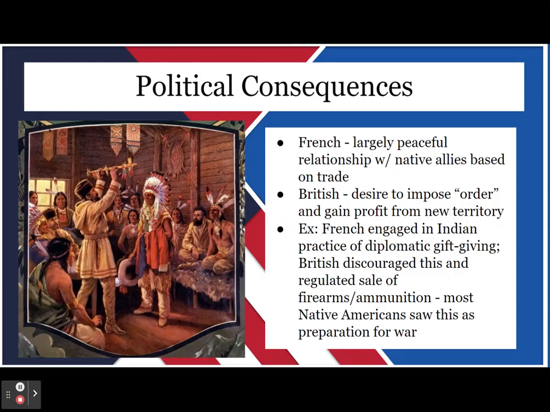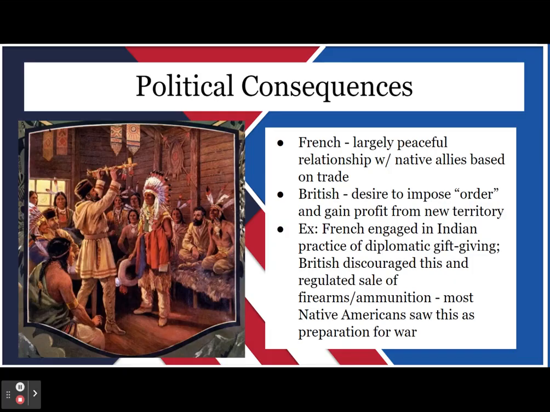They discouraged that. They discouraged and regulated the sale of firearms and ammunition and gunpowder, which previously might have been gift giving or certainly at least traded with Native Americans. And a lot of Native Americans saw this as hostile and as a preparation to make war upon them.